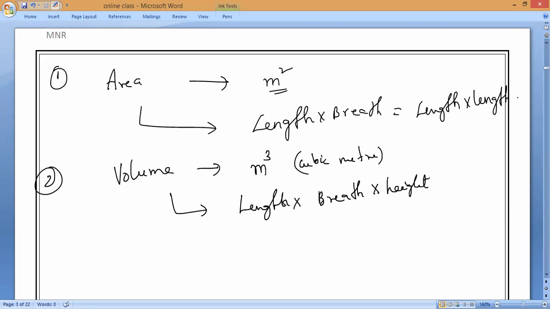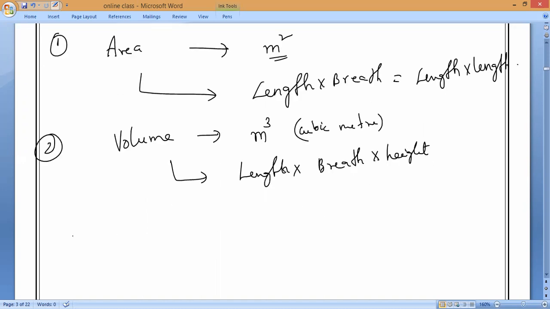Height also what? Length. Are you clear? So everything is length only. Next, if you have taken the force.